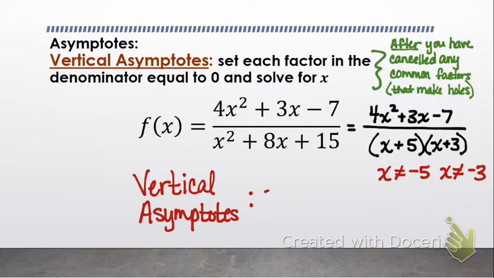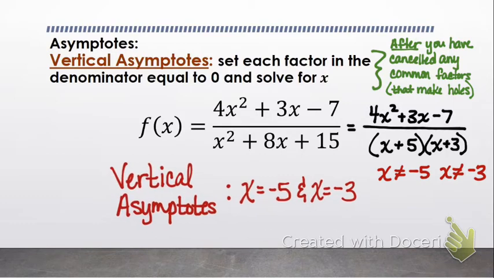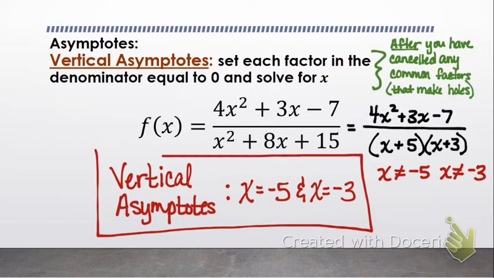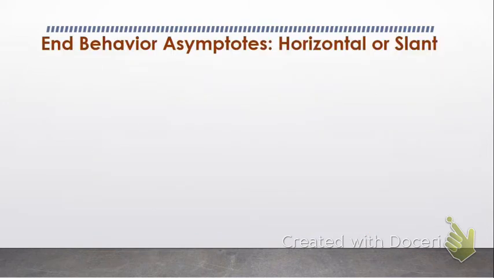So those vertical asymptotes are going to be what x cannot be because of the denominator, because it would cause a divide by 0 error. So vertical asymptotes at x equals -5 and x equals -3. So when I go to graph those, I would draw those as vertical dashed lines through those points on the x-axis. All right. Then we have our end behavior asymptotes.